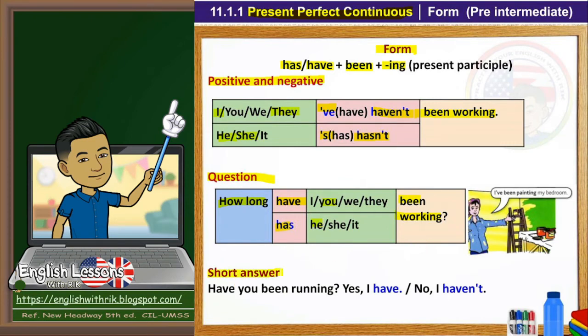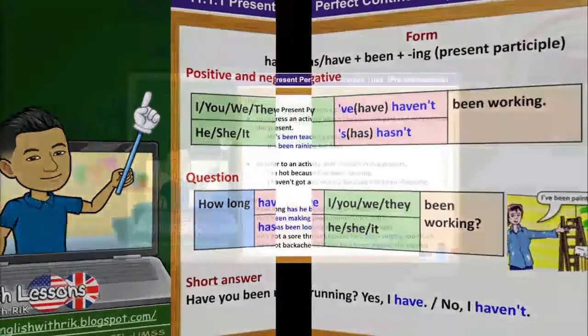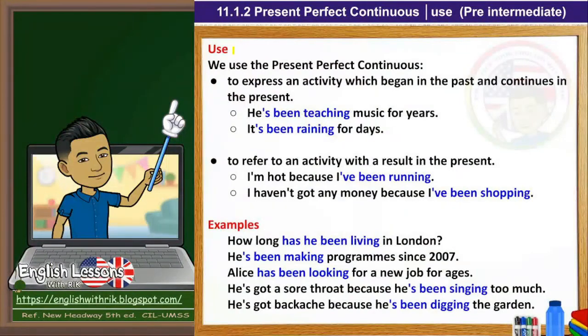Short answer. Have you been running? Yes, I have. Or? No, I haven't. Use. We use the present perfect continuous to express an activity which began in the past and continues in the present. He's been teaching music for years. It's been raining for days.